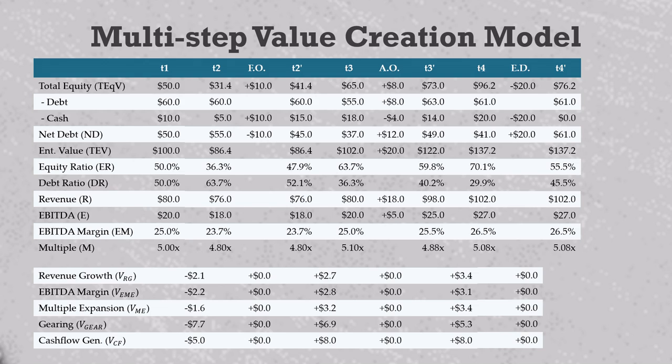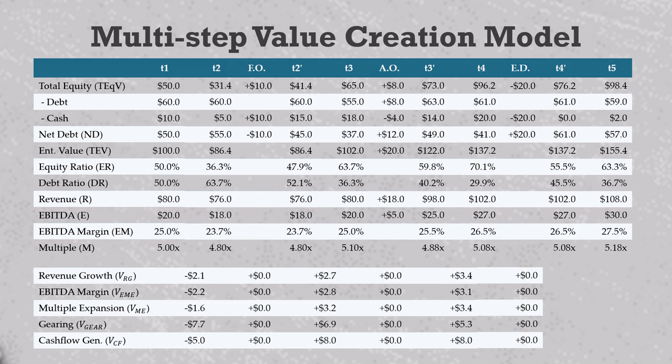Okay, now let's finally sell this company. By exit, which is at T5, revenue and EBITDA have increased to 108 and 30. The exit multiple is 5.18, so the exit valuation is 155.4. During the period, the company paid down 2 of debt and added 2 of cash to the balance sheet, so net debt went to 57. This takes total equity to 98.4 and provides the following capital structure ratios. Equity value creation for this final step is 22.2, the difference between 76.2 and 98.4. And using the math that we showed before, it's made up of the following value drivers.